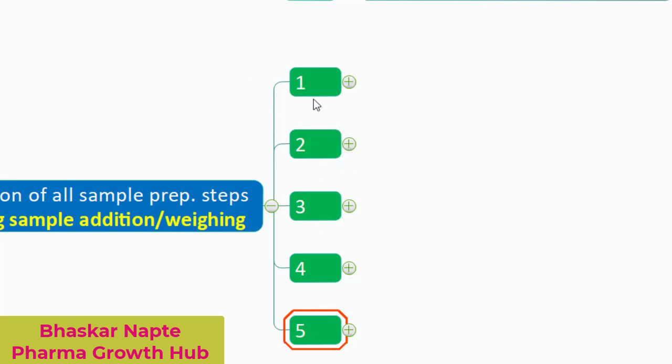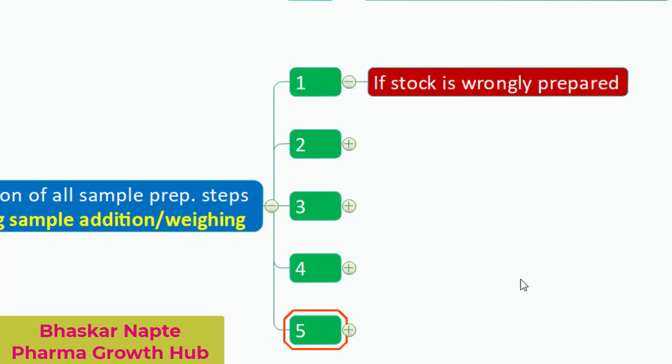Now, all these four initial points are related to retesting of the sample during the investigation. So what is point number one? In case your stock solution itself is prepared wrongly, that means your original solution itself is prepared wrongly, then how can you use that same solution for further investigation? You cannot. And for that reason, you can use the retesting.